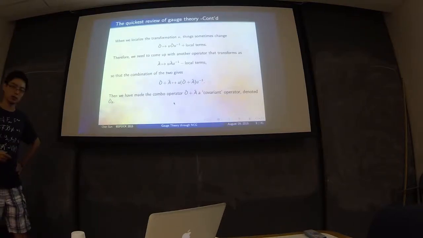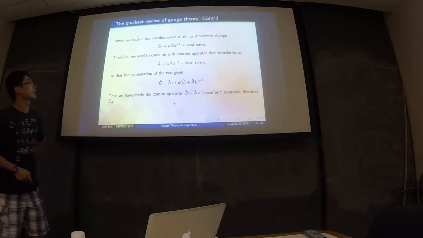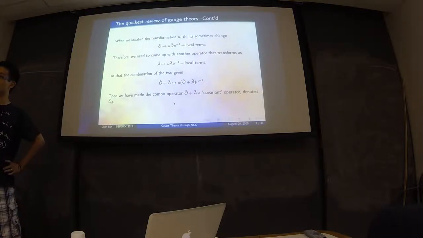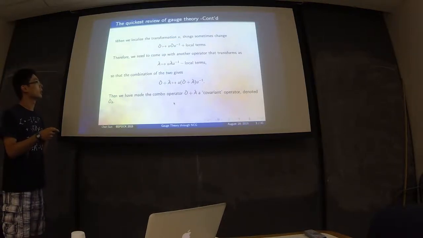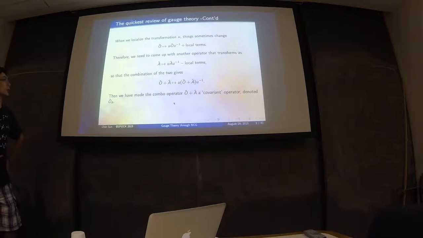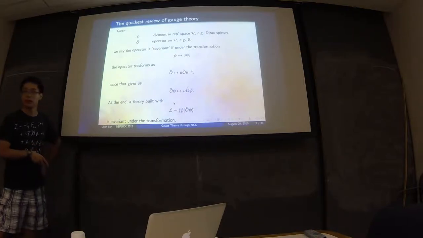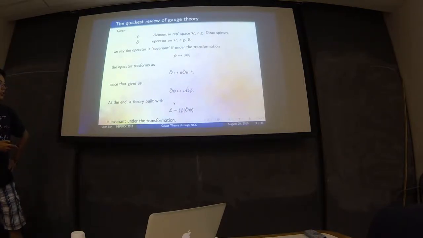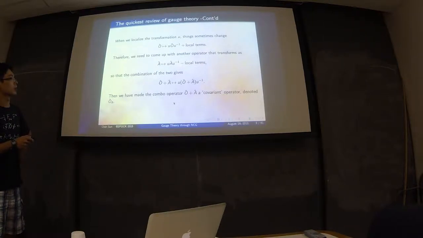So when we localize that transformation, this transformation U here, if we make it coordinate dependent, then this operator will transform with a local term. So what do we do? If we simply write this again in this sandwich term, we will get an extra term, which means it's not covariant. So we need to come up with another field. It transforms similarly, but with a different sign here. When we combine the two, we have again a covariant operator.